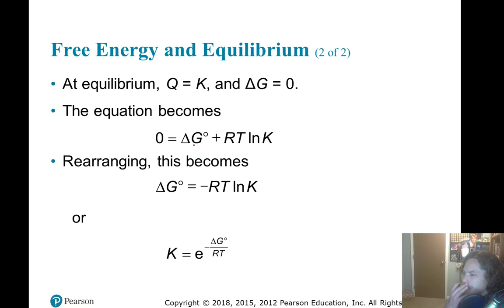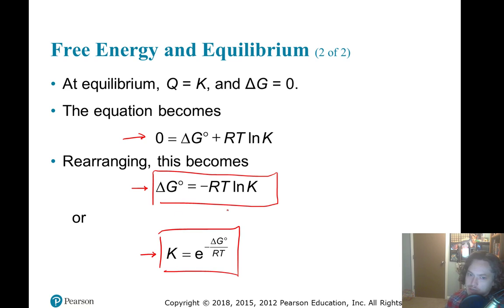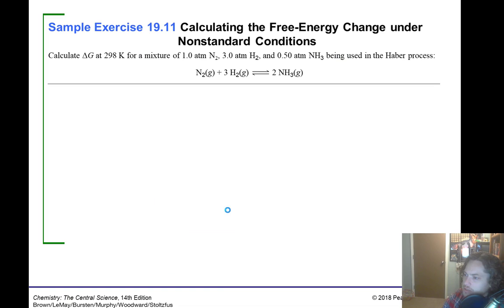Remember, at equilibrium, our Q equals K and delta G equals 0. If we plug those two values in, we get this formula here, where 0 is equal to delta G naught plus RT natural log of K, rearranging. So we get two important formulas that relate our delta G and K. If we have K and we want to find our delta G, we can use this formula, negative RT natural log K. Or if we have delta G and we want to know our equilibrium constant, we can use this formula here. These two boxed formulas are the gold standards, the big ones from this section.